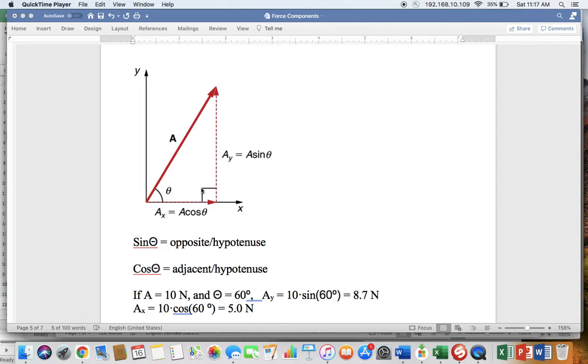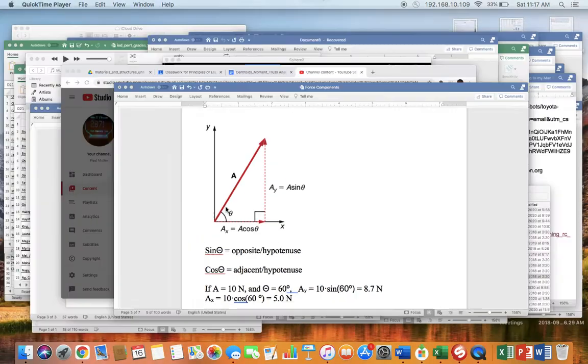These trigonometric functions are in your calculator and are very useful in helping us find the y and x components. So let's say we have a vector A, and it's 10 newtons large, and the angle theta is 60 degrees. Can we find out how big these y and x components are? And the answer is yes. So let's go do that.